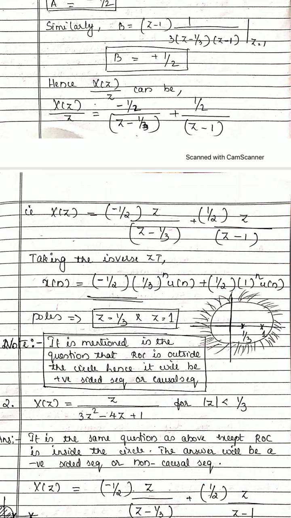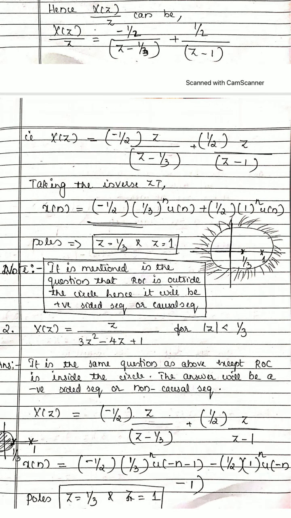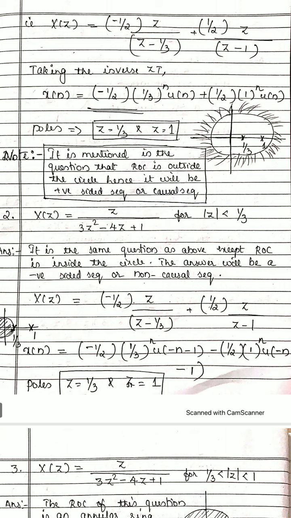Here, the ROC is outside the circle, hence it will be the positive sided sequence, or you can call it a causal sequence. If you take z less than 1 by 3, what happens? It is a negative sided sequence or anti-causal sequence, right? So everything is same.